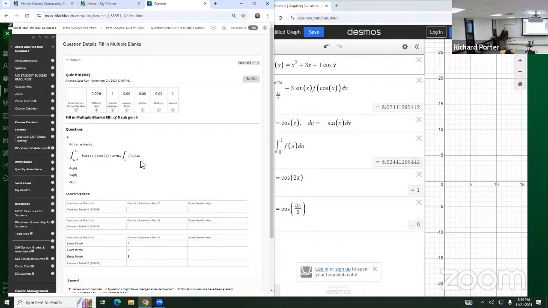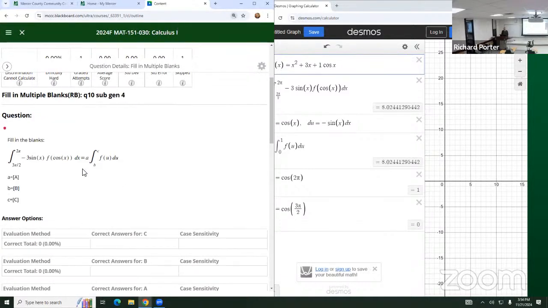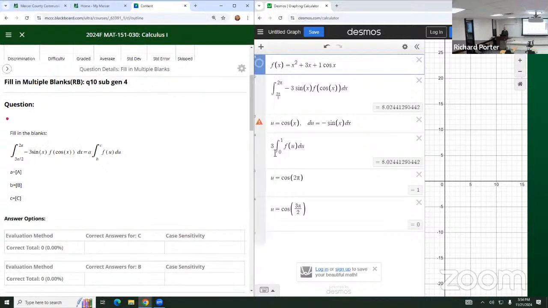Let me just blow this up for a second. Okay. A is the number in front. What's the number in front? 3. B is the number on the bottom, the lower limit of the integral. The bottom number, what is that? 0. And C is the upper limit of the integration, which is 1. Okay? I think this is a good problem for you to understand.